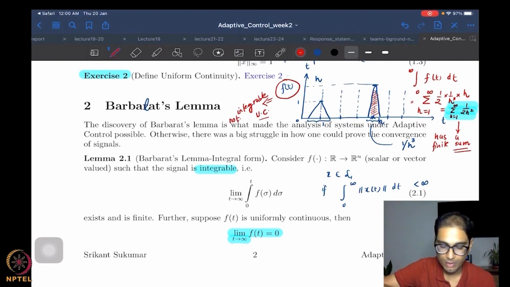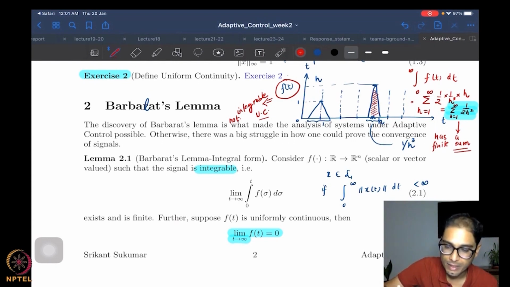And so both these assumptions of Barbalat's lemma are very tight assumptions. It seems like it's only a sufficient condition, but these are pretty tight requirements. If one of them doesn't hold true, then you no longer have convergence as t goes to infinity.